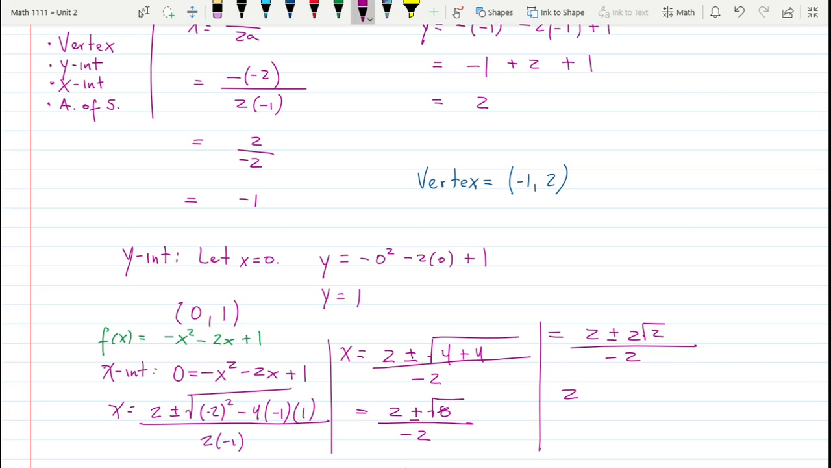So we could simplify things a little bit, and this is going to be negative 1 minus square root of 2, or the other answer is going to be negative 1 plus square root of 2. And those are the two x-intercepts.